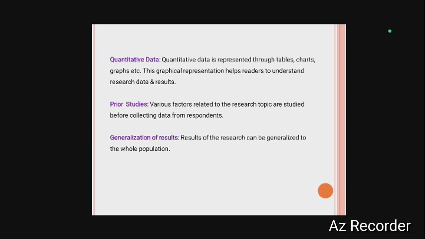Quantitative data is represented through tables, charts, and graphs. This graphical representation helps readers to understand research data and results. Whenever we analyze any kind of survey, after analyzing we make diagrams, graphs, and tables to summarize the information. These diagrams help readers to understand the research data and the results.